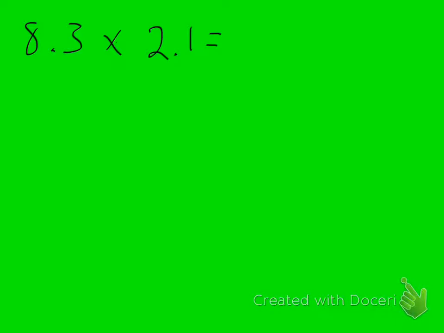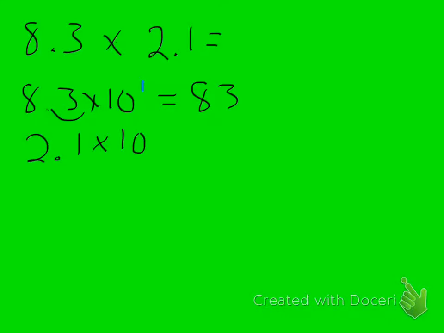Alright, the next way to solve these is to multiply them, but first multiply by powers of 10. So if I'm going to make 8 3/10 a whole number, I'm going to multiply by 10 to the first power, which equals 83. So I move my decimal one spot to the right. And then I'm going to do the same with 2 1/10. So 2 1/10 times 10 to the first power.